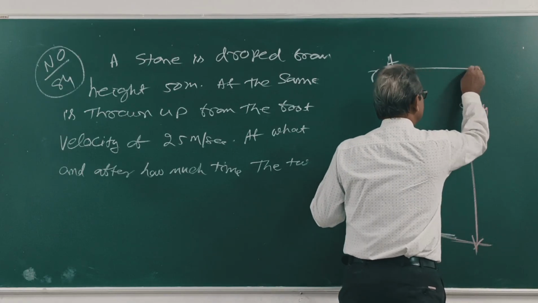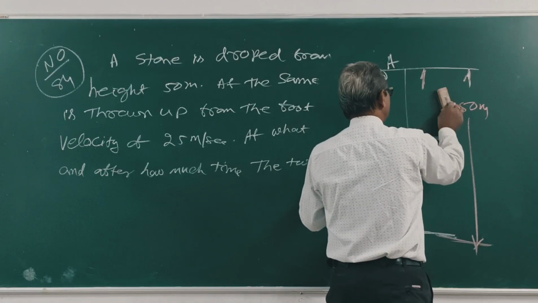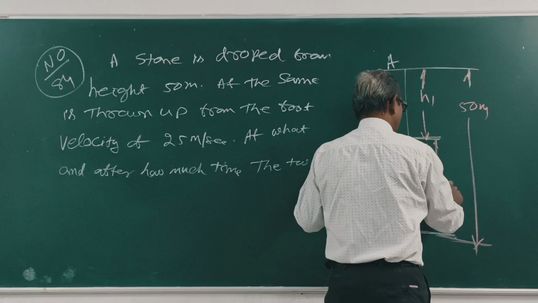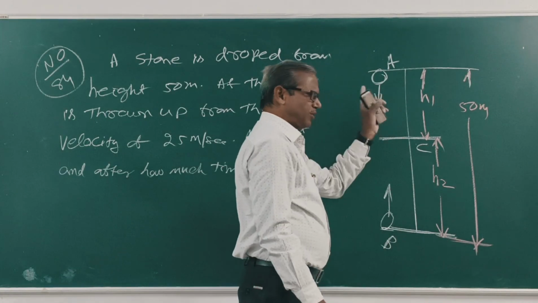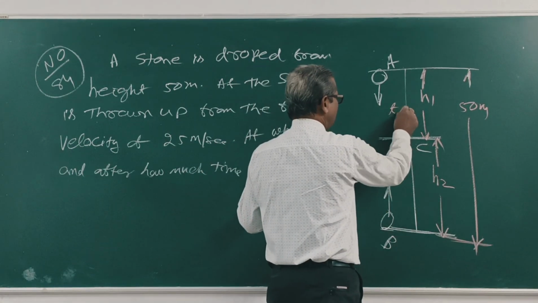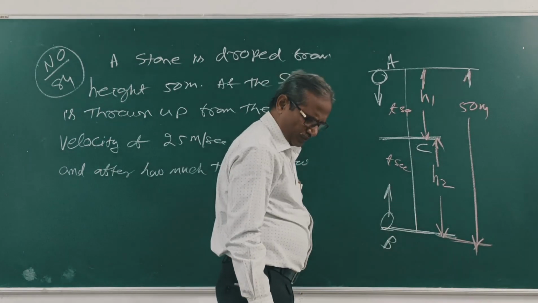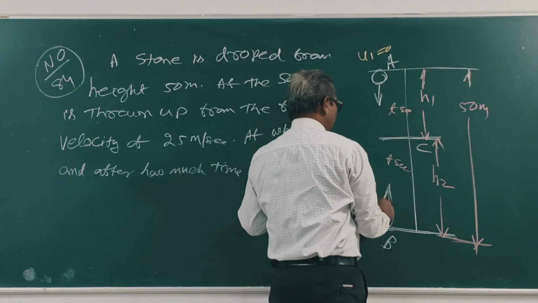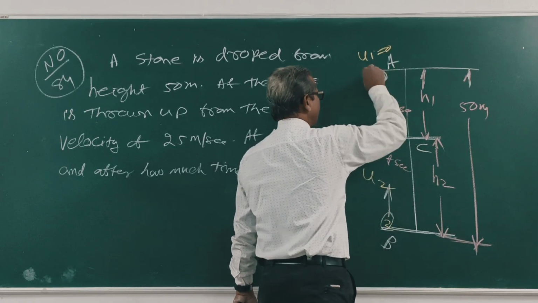Suppose the sides H1 and H2. So H1 plus H2 is equal to 50 meter. The time taken from A to C is T, and the time taken from B to C is also T second. Clear? This is U1, which is 0. This is U2. For 2, this is for 1.